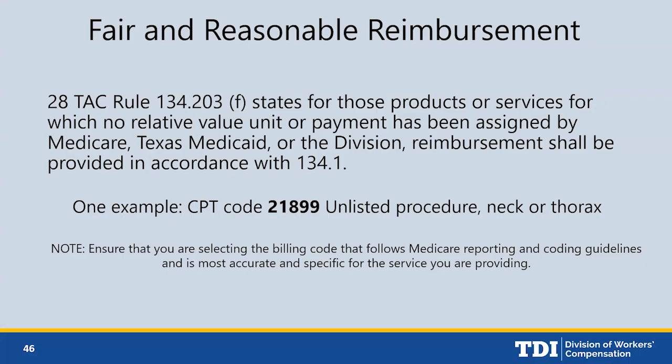So again, section 134.203F. This is where it says for those products or services which no relative value unit has been assigned by Medicare, use Texas Medicaid, or if we don't give it a rate, then you're going to look at fair and reasonable. So let's look closer at 21899.